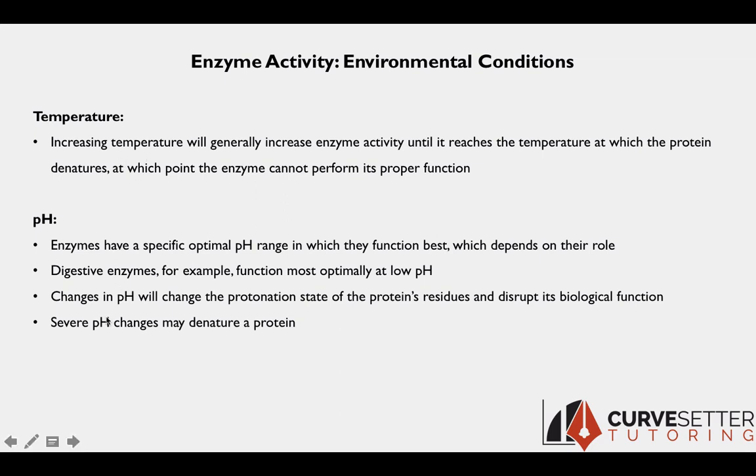And then, as I said, severe pH changes may denature a protein. Even if they're not severe and don't denature the protein, those slight pH changes, if they change the residues in the active site or just shift the structure of the enzyme slightly, it may be either less functional or not able to function at all.